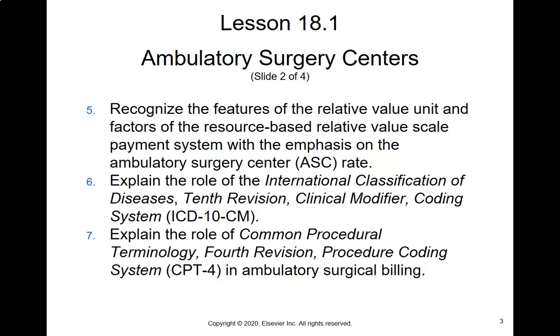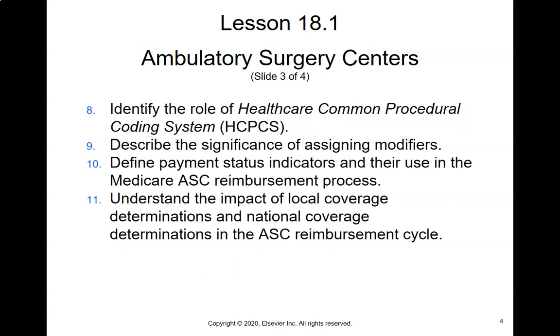6. Explain the role of the International Classification of Diseases, 10th Revision, Clinical Modification coding system, also known as ICD-10-CM. 7. Explain the role of Current Procedural Terminology, 4th Revision, Procedure Coding System, CPT-4, in ambulatory surgical billing. 8. Identify the role of the Healthcare Common Procedure Coding System, HCPCS. 9. Describe the significance of assigning modifiers.